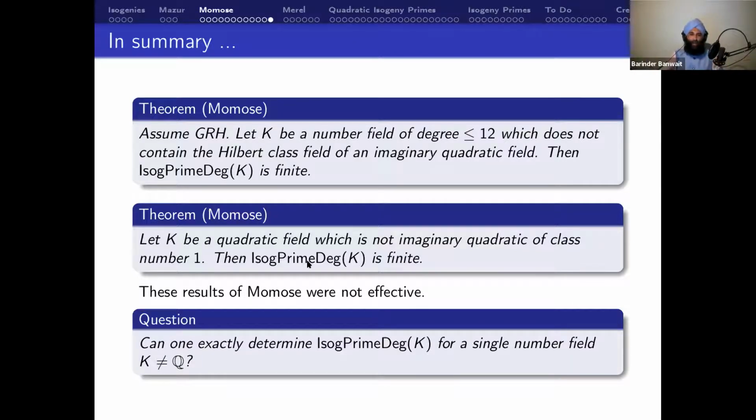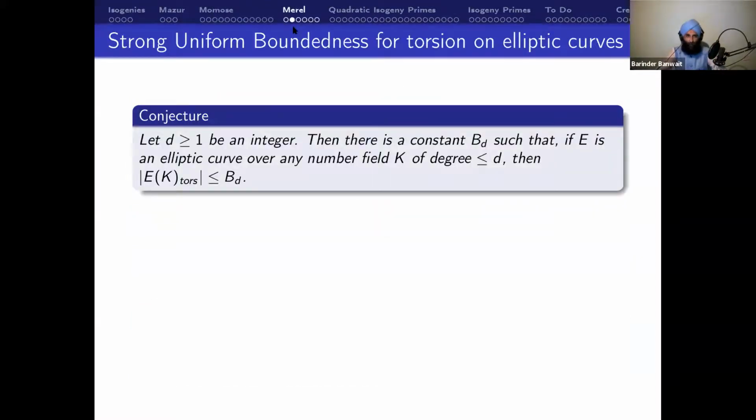In particular, can you write down this set of isogeny primes for any other number field apart from Q? I'll get to thinking about this question in the section after next. For now, I just want to, this came up in the last section, the strong uniform boundedness conjecture.